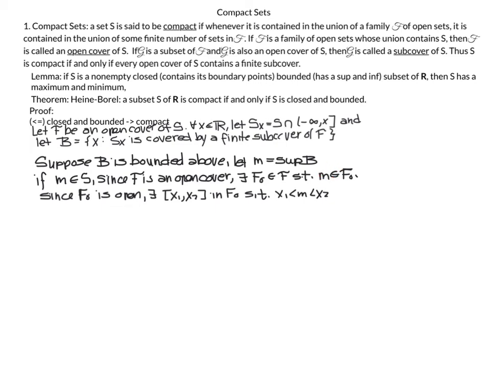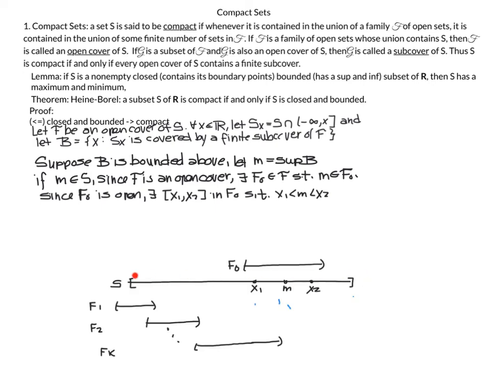And if M is in this set, then since F is open, that means there's some neighborhood of M completely in F. In other words, we're going to have an x1, x2 in F such that x1 is less than M and M is less than x2. So M is between these two numbers. I have my drawing here. Here's S, and here's my value M. I have a set that M is contained in, and I have my x1 and x2, which M is between those two values.